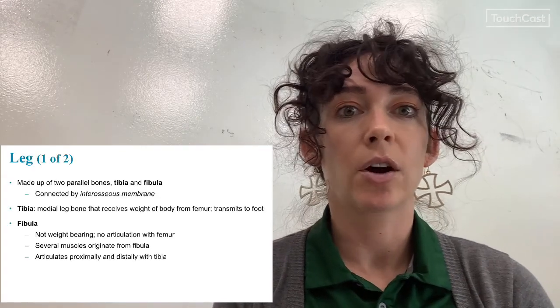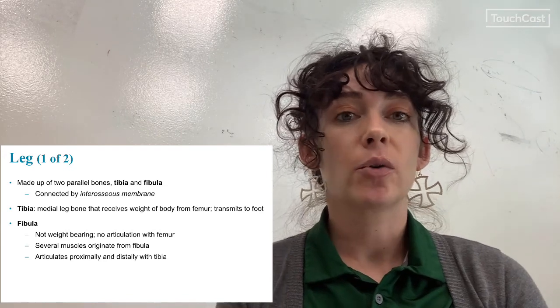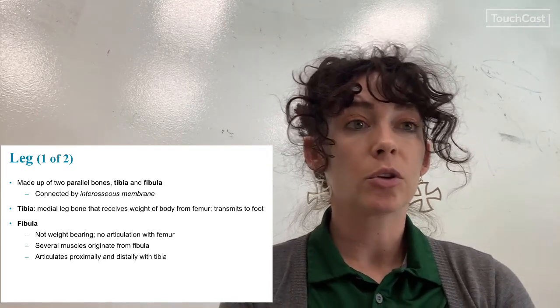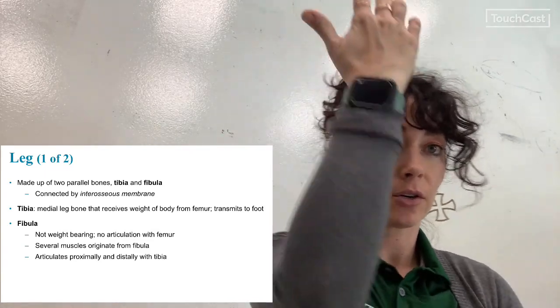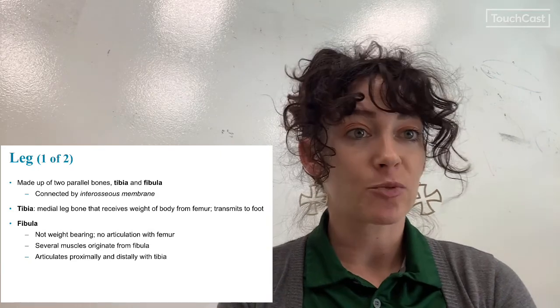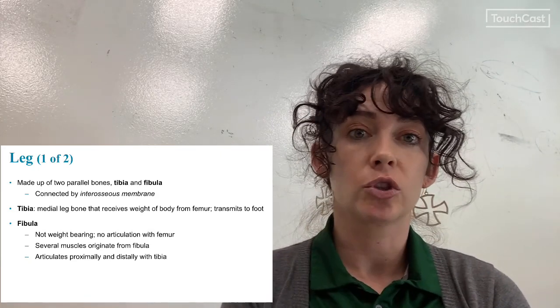Guys, so today we are going to be talking about the foot and lower leg. So we're going to start with the tibia and fibula. Okay, so similar to our radius and our ulna in our forearm, the tibia and fibula in our lower leg are attached by an interosseous membrane. That's that web-like connective tissue that holds the two bones together.